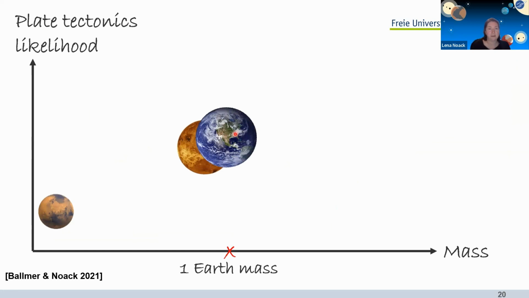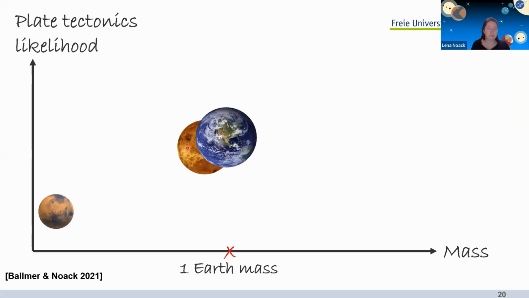The first studies thought about, well, if you make a plot where we have Earth, one Earth mass, we put Venus here, a slightly smaller mass, Mars has a very, very small mass, and we look at whether they have plate tectonics or not. Mars doesn't show any signs of plate tectonics, and for Venus, there's a debate. We are not quite sure.